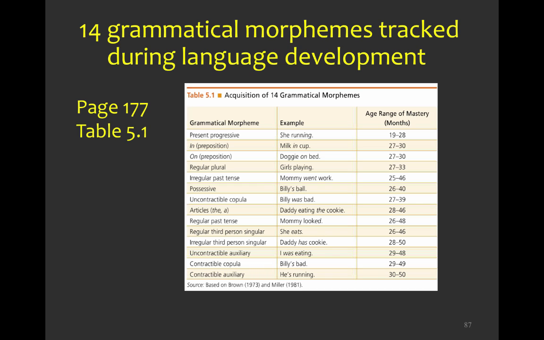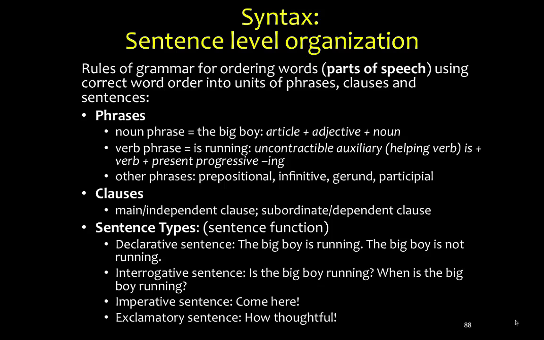And you'll see, again, these 14 grammatical morphemes that are being tracked. That includes the present progressive ing, the preposition in, the preposition on, the regular plural s, as well as others. And we'll be looking at this again later in the class.